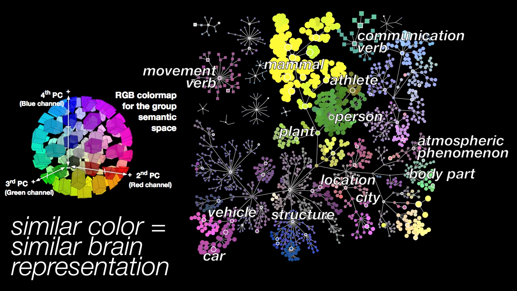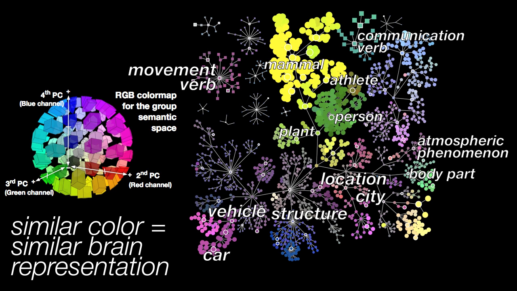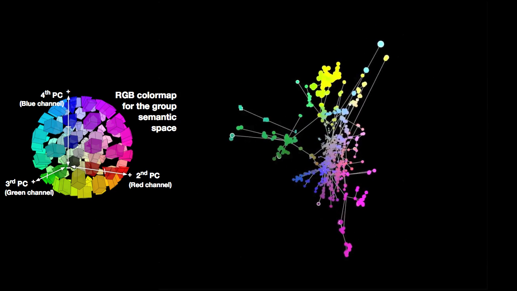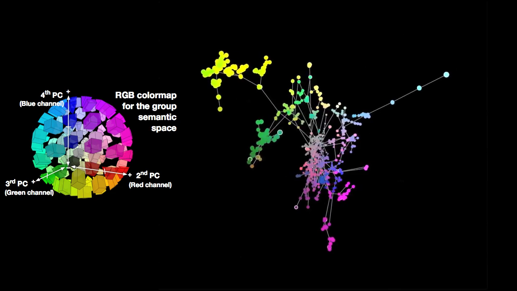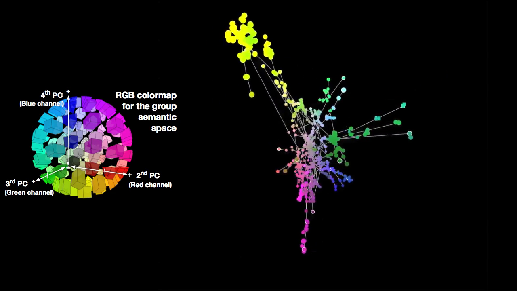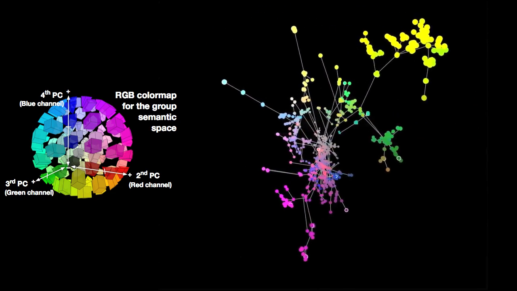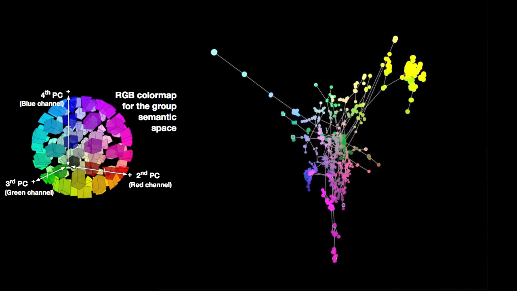Here we see that people and communication verbs are represented similarly, and animals are also not so different. Vehicles and buildings and movement verbs are also pretty similar to each other, but different from people and animals. This movie is showing the same data, but we've also positioned each node according to where it lies on the 2nd, 3rd, and 4th dimensions. So now we have a pretty good idea of what the brain's semantic space looks like.